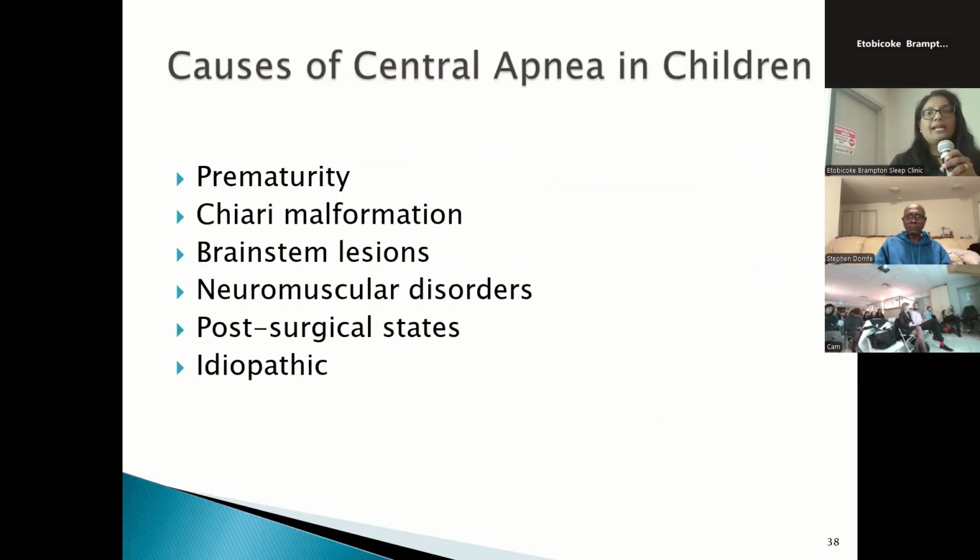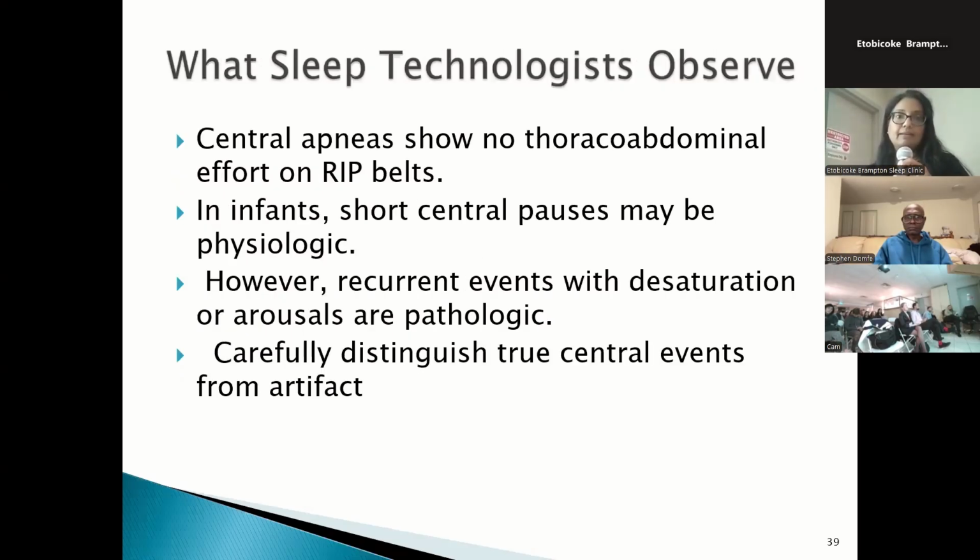Causes of central apnea in children: prematurity, malformation, brainstem lesions, neuromuscular disorders, post-surgical states, or idiopathic. What do sleep technologists observe? Central apnea shows no thoracoabdominal effort or airflow. In infants, short central pauses may be physiologic. However, recurrent events with desaturation or arousals are pathologic. Carefully distinguish true central events from artifact.